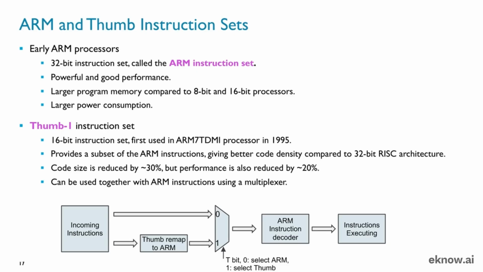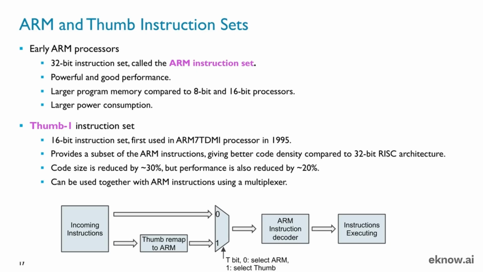So, how does the processor handle two different instruction sets? The most brilliant part is that it can use them together, even within the same program. The diagram at the bottom explains this process visually. You see incoming instructions, which can be either a 32-bit ARM instruction or a 16-bit Thumb instruction. If it's a Thumb instruction, it first has to be expanded back to its 32-bit equivalent. That's the job of the Thumb remap to ARM block.